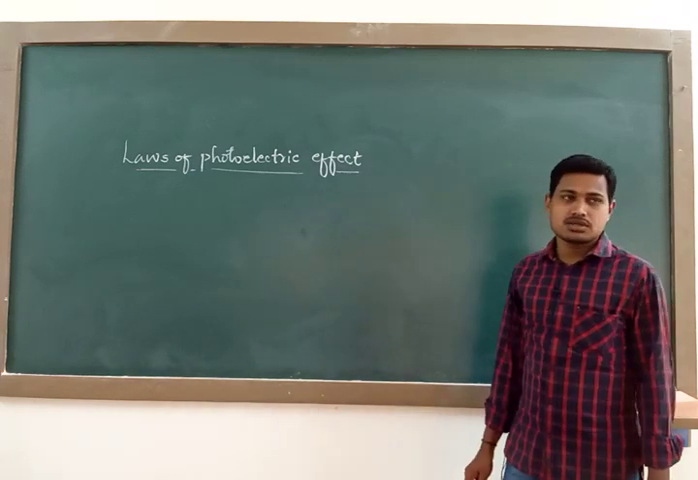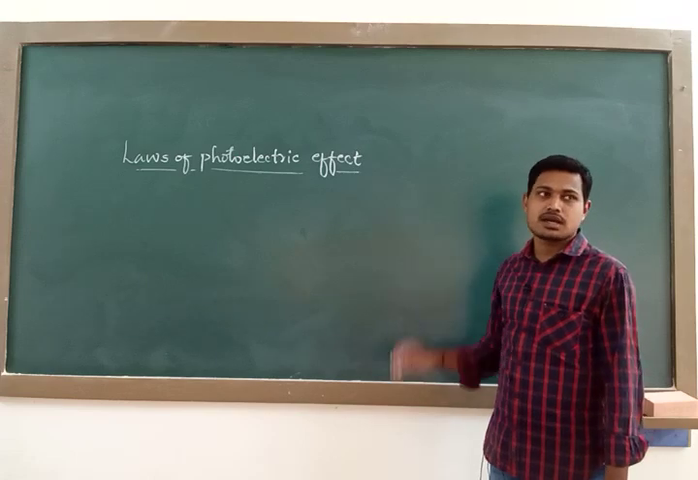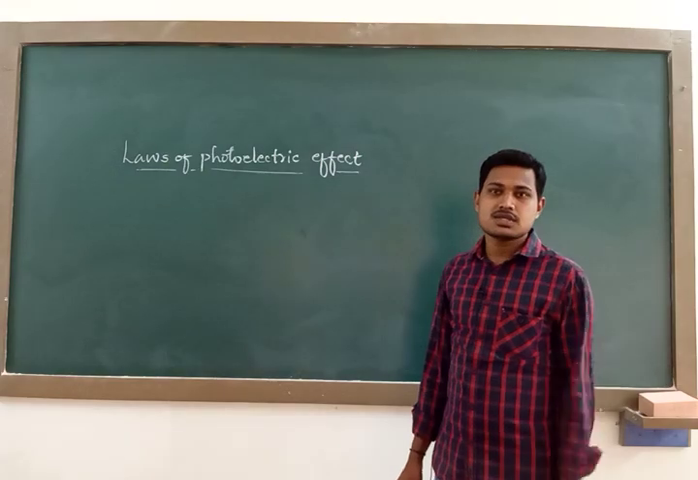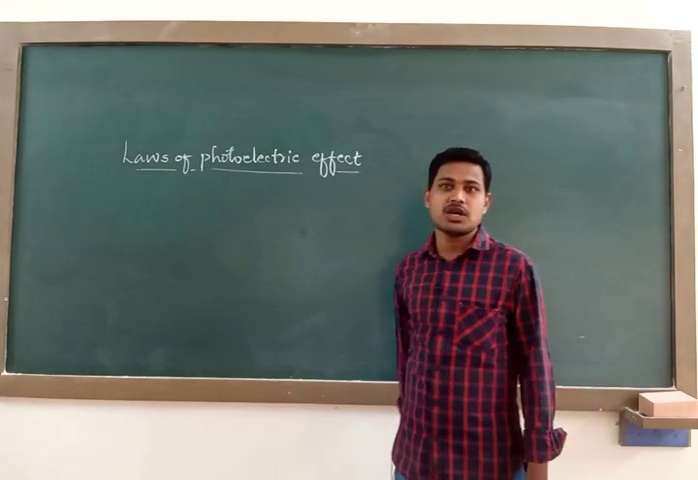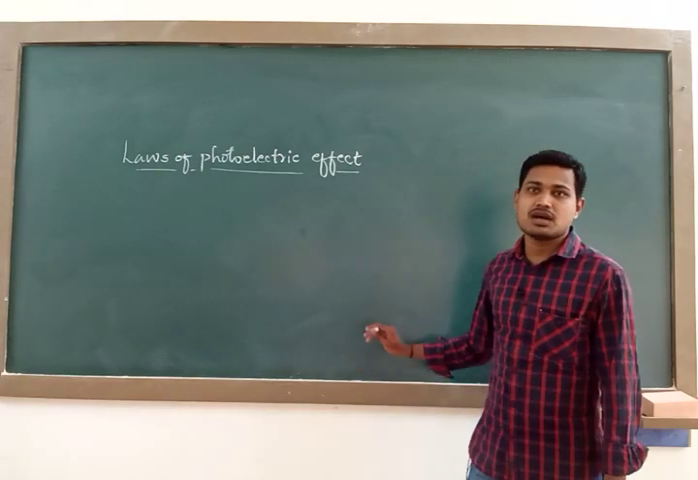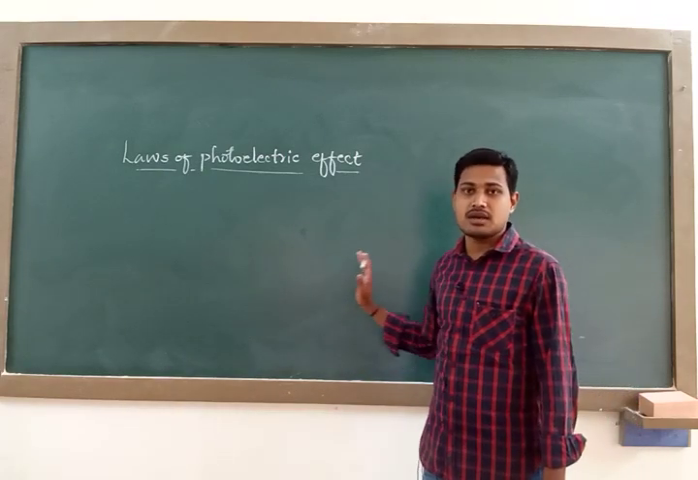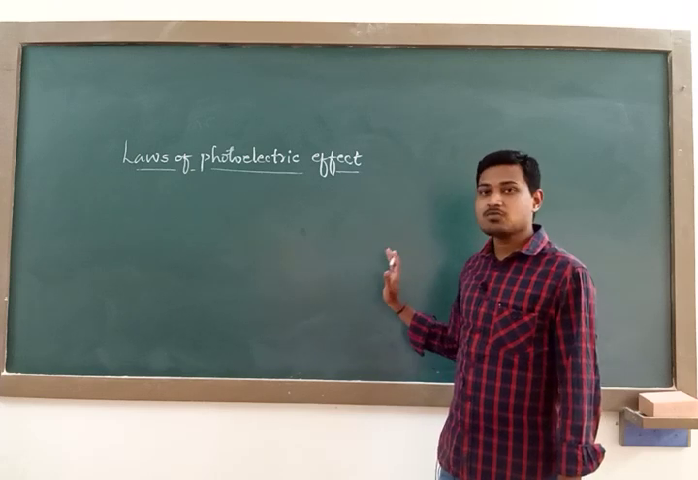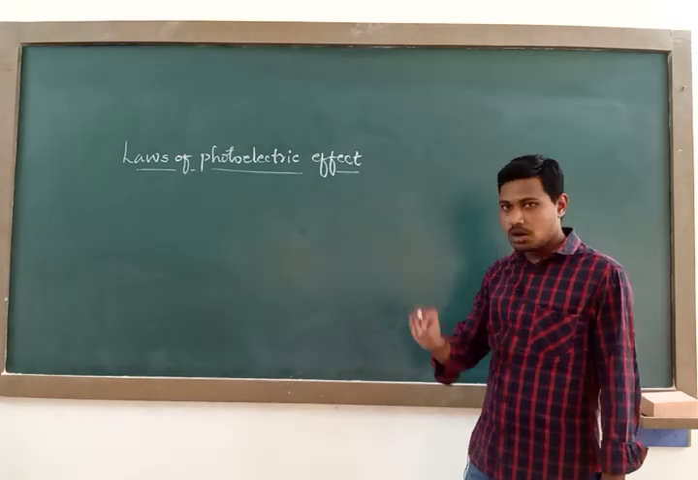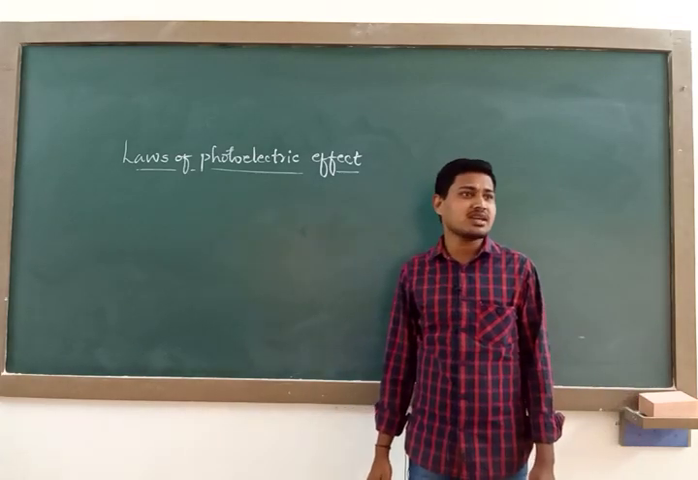That is the experimental conclusion: the intensity is directly proportional to the photoelectric current. As you increase the intensity of the light, the photoelectric current goes on increasing. We studied it graphically, and we obtained the conclusion by plotting the graph. In the same way, to discuss the laws of photoelectric effect, we are collecting all the conclusions we have drawn from the experimental study of the photoelectric effect.